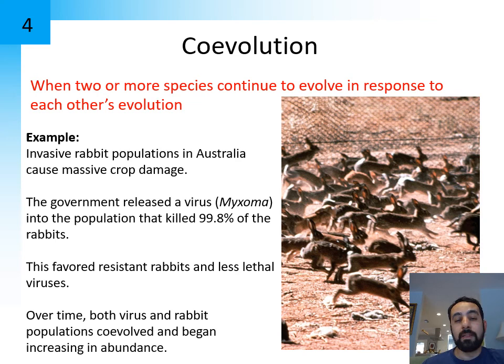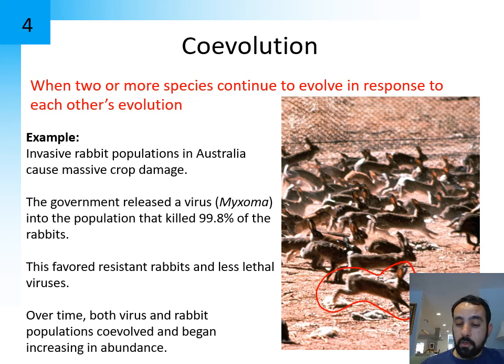But this is not any different for parasite and host, right? And let me give you one good example of that. So in Australia, they had these invasive bunnies that were introduced there, and those are bad bunnies, because they are incredibly prevalent and they just cause massive crop damage. So in order to control these guys, we try to use a very specific biological control.